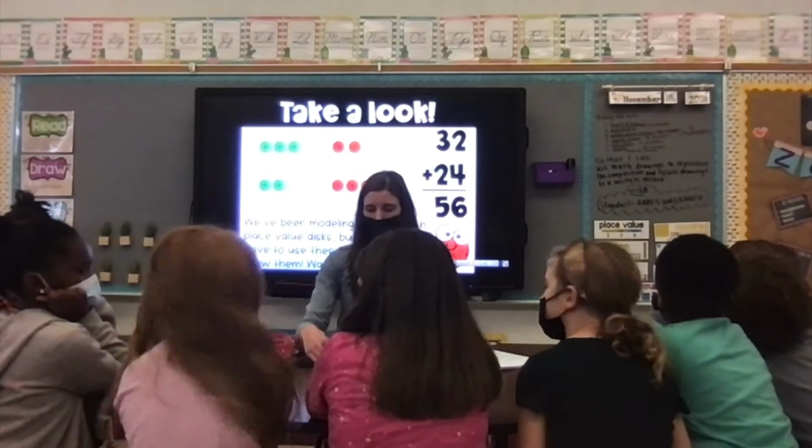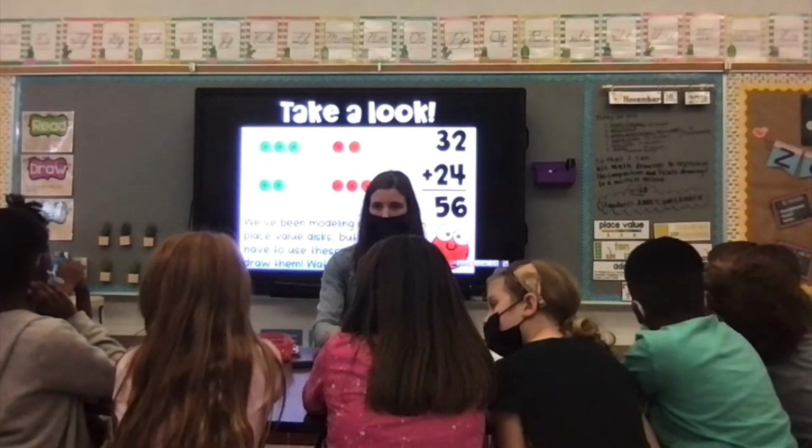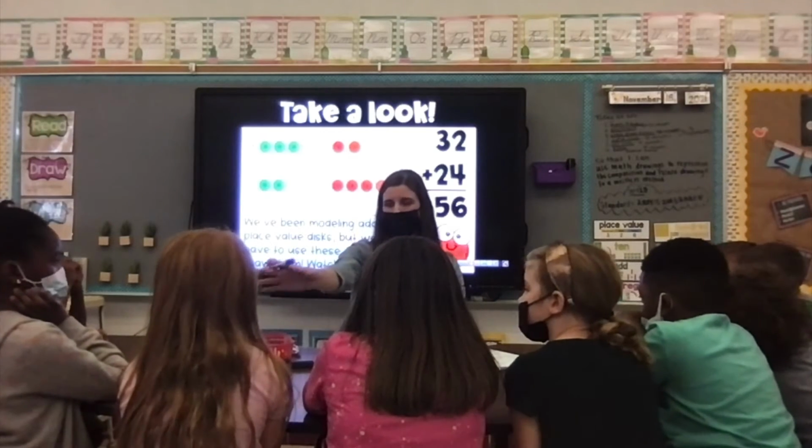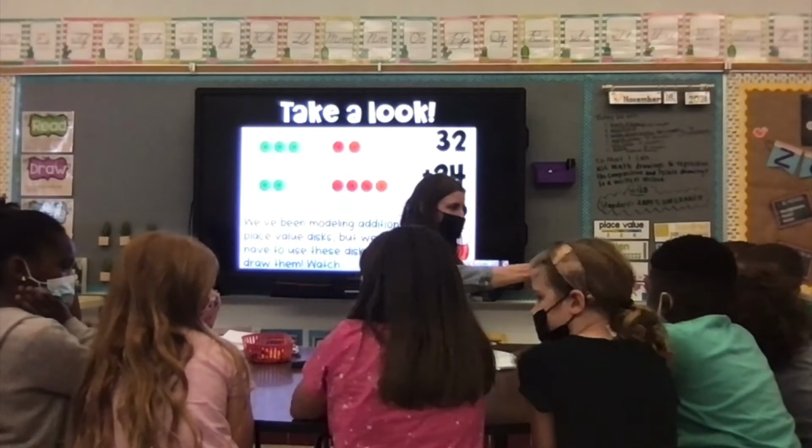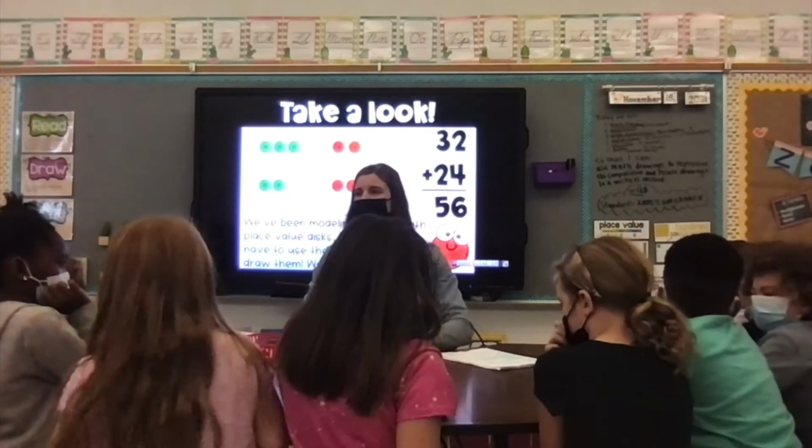So now talk to your partner. How does what I did on the vertical form match what I did on the place value chart? Talk to your partner. How does it match?